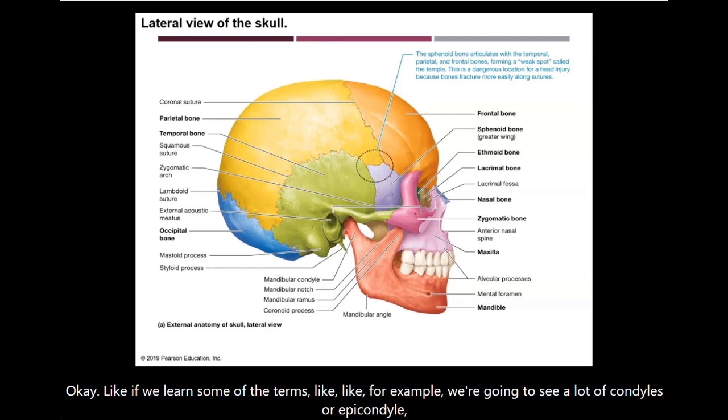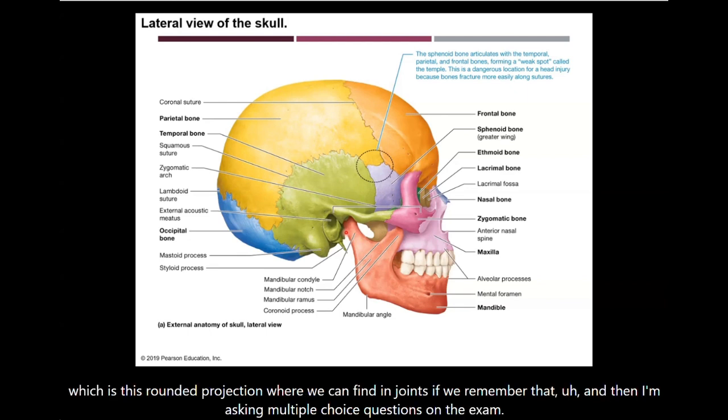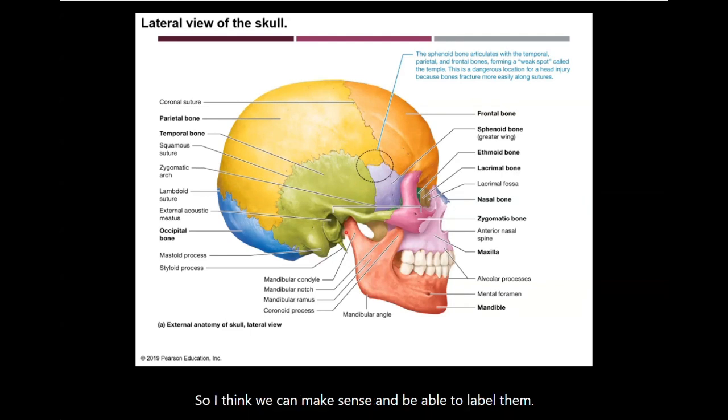If we learn some of the terms, like for example, we're going to see a lot of condyles or epicondyles, which is this rounded projection that we can find in joints. If we remember that, and since I'm asking multiple choice questions on the exam, I think we can make sense and be able to label them. Okay, so let's keep going over them.